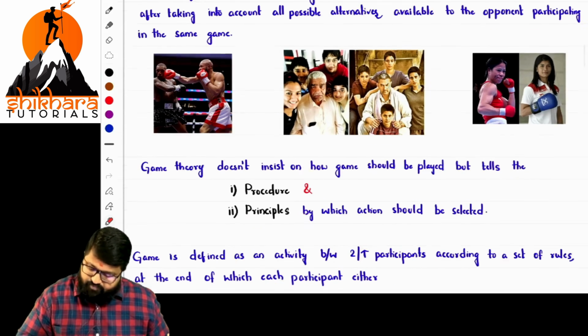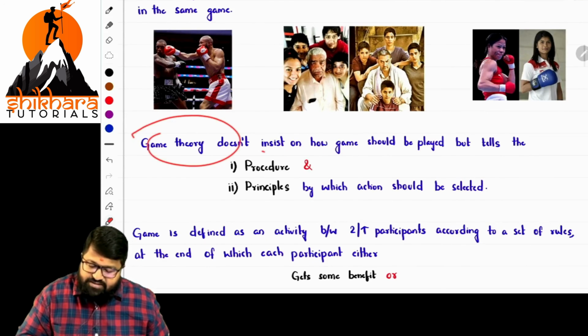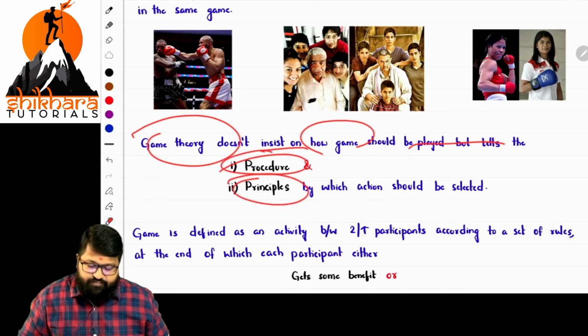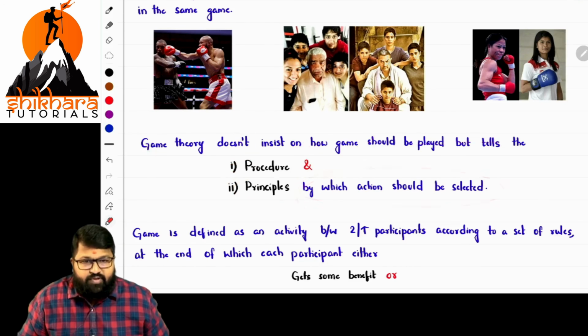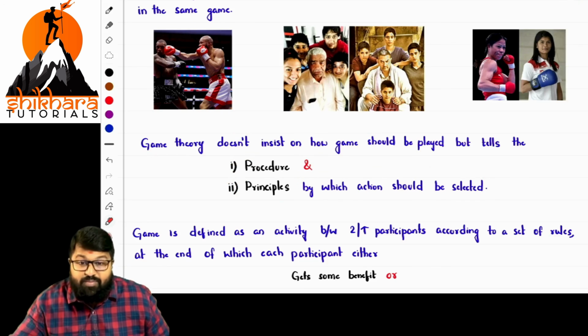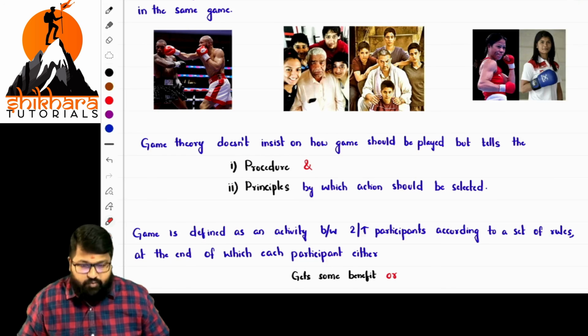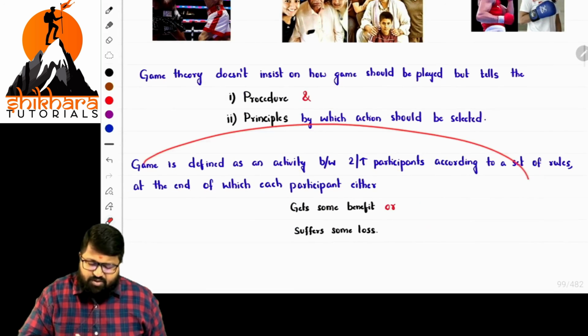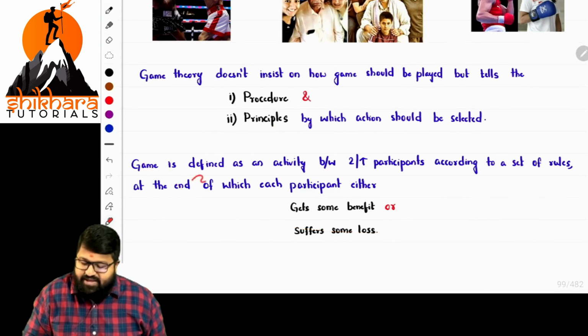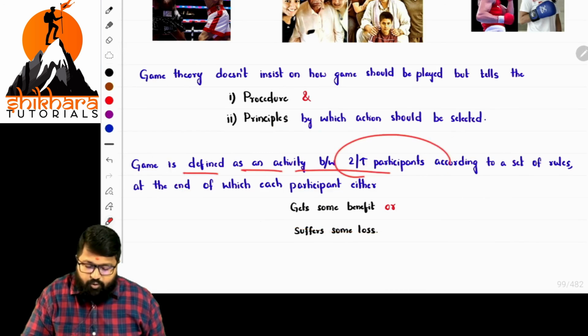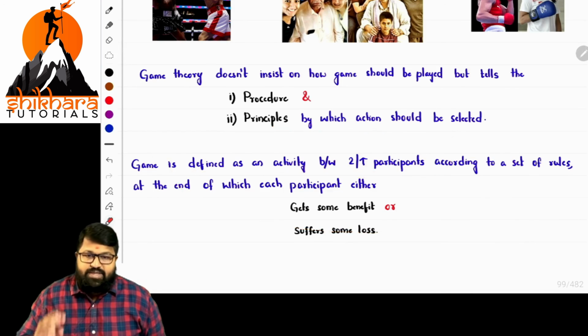Okay. Next, game theory does not insist on how the game should be played, but tells about procedures and principles by which the action should be taken. So it will never deal with the process. Basically, how the game should be played, that is not it. What should be the strategy, how the strategy should be framed. Now, game meaning is not required at all, but for your understanding, a game is defined as an activity between two or more participants. The participants can be cricket players, football players, and even companies who are competitors in the real market.